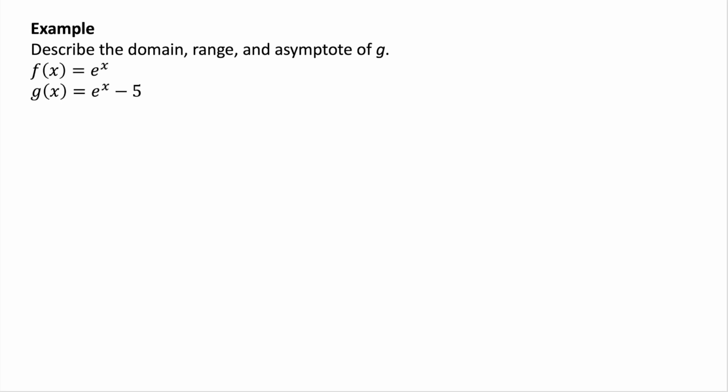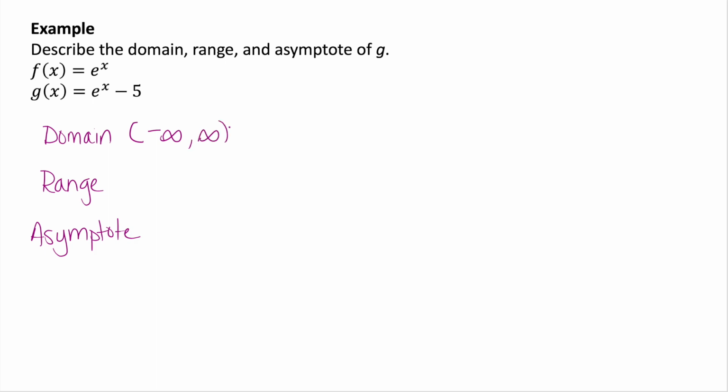Now let's also describe the domain, range, and asymptote of g. Remember, we can do this without looking at the graph. So let's describe it, and then we can verify with what we have on the graph. Because it's an exponential function, we know the domain is going to include all real numbers, so it's going to go from -infinity to +infinity.